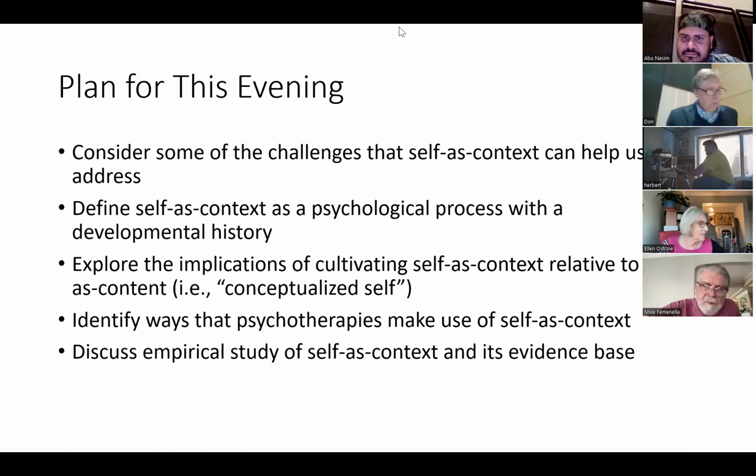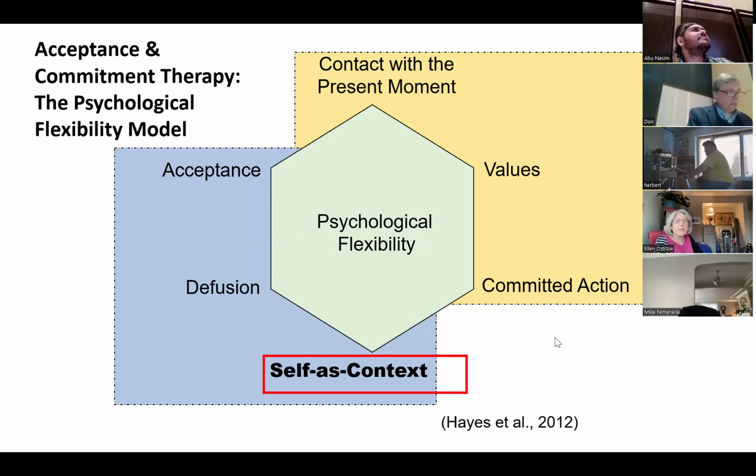And then I want to identify the ways that some other therapies use a process like self as context, because it is not something exclusively in the province of ACT, although it's ACT terminology, it can be found in other therapies. So I want to highlight a couple of ways that other therapies are using a process that is self as context, and then talk a little bit about the empirical study of self as context and the evidence base for it. So that's the plan for the evening, and just to give you a sense of where we are in the hexaflex, the context.